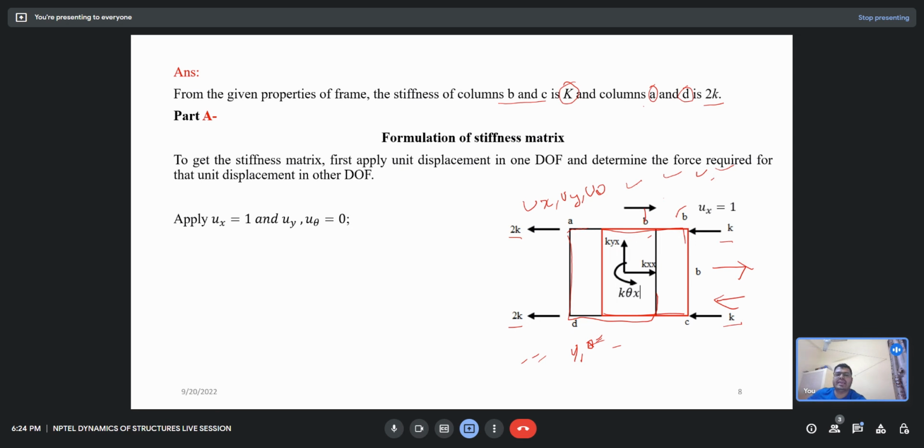Okay, so now I will find out what will be the values from this diagram. Can you find out what will be your kxx, kyx, and k theta x? Can you give it a try? kxx is the force in the x direction. So here the displacement is 1, so that force will be kxx, and the force in the y direction is kyx, and then k theta x. So can you tell me what will be the kxx?